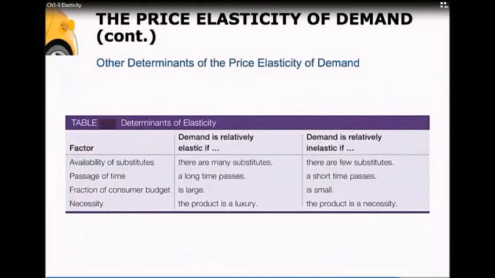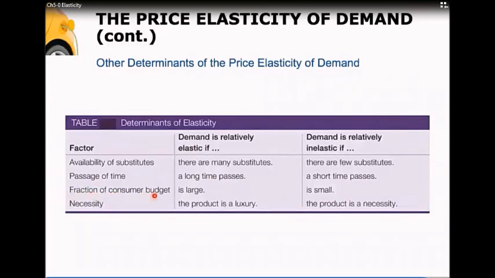There are several things that determine the price elasticity of demand. One of those is the availability of substitutes. If there are many substitutes, the demand is going to be very elastic, because if the price of a good changes, you can just go to one of the substitutes. If there are few substitutes, demand is going to be inelastic, because no matter what happens to the price, you're going to have to stay with the same good or service. As time goes on, the more elastic demand is going to be, because you can find more substitutes or you can change your behavior.